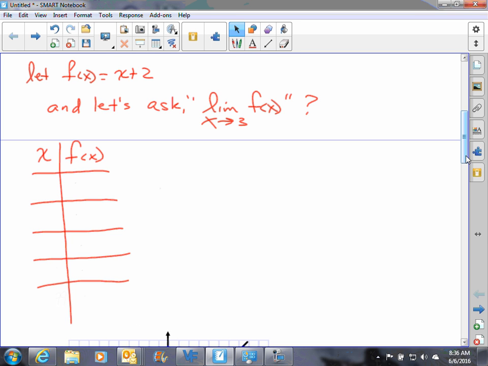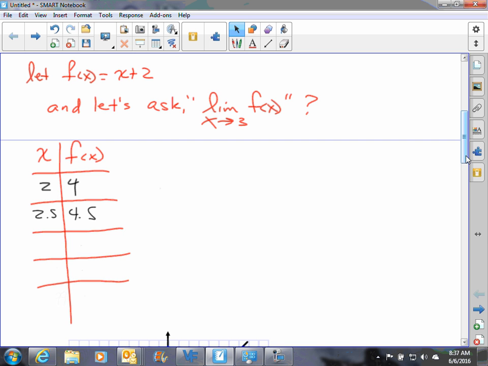So let's take a look at a simple function. Let's let f of x be equal to x plus 2. And we're going to ask, what is the limit as x approaches 3 of f of x? Well, we could start out by saying, all right, we'll see what the value is of the function at 2. And obviously, f of 2 is 4. And then we'll start getting closer and closer to 3.